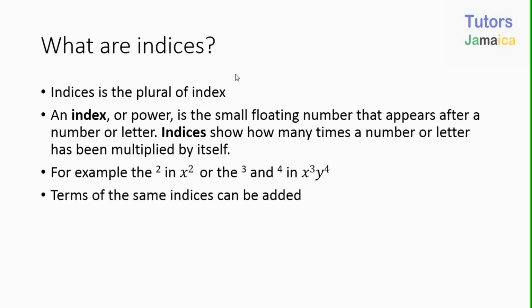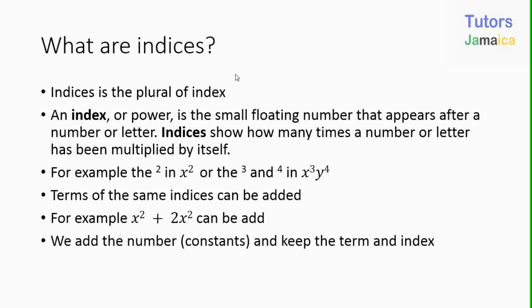So terms of the same indices can be added. If there are multiple unknown variables within the term, then all of those indices need to match, or else we won't be able to add them. For example, x squared plus 2x squared can be added. We add the number, that's the constant, and keep the term or the index. So x squared plus 2x squared is equal to 3x squared.